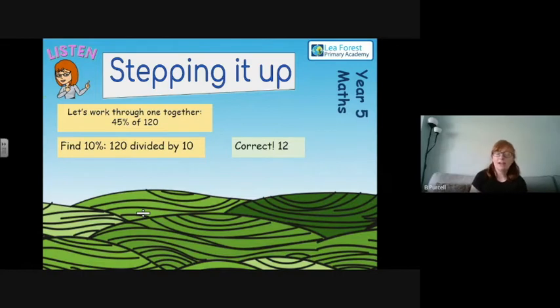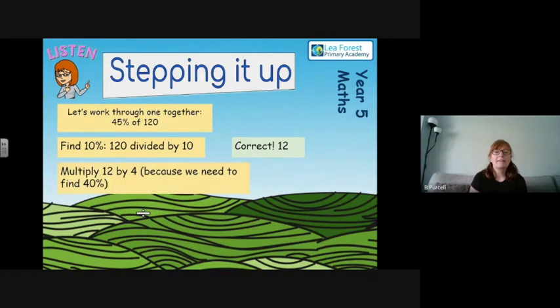So I've found 10%. So I've now got to multiply that 12 by 4 because we need 40%. Okay, and 4 is 4 times 10%. Okay, so multiply 12 by 4 for me. See who can be fastest finger. Isla is just edging it at the moment. See if anyone is ready to knock off the top spot.